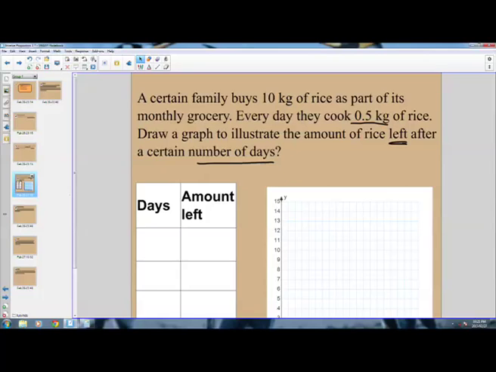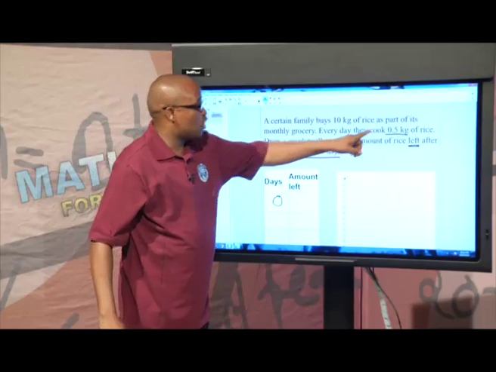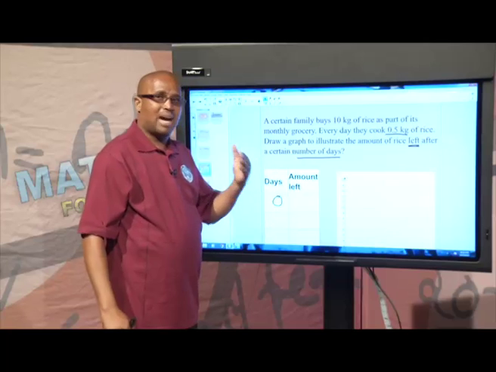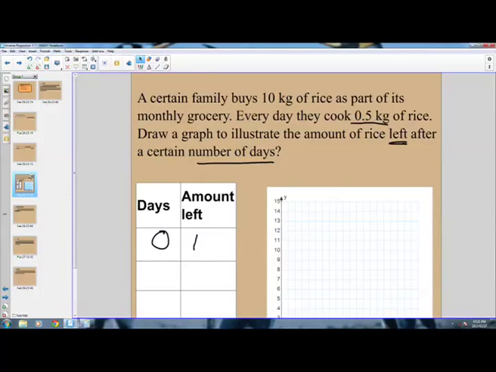So we have to choose the number of days and then the amount of rice left after those days. Now let us start where the number of days is 0. What happens when the number of days is 0? That is at the start when we still have the 10 kg. Every day they cook 0.5 kg of rice. So this is 0 times 0.5 kg. It will give us 0. Then 10 minus 0 is 10. So when the number of days is 0, we are still at 10.